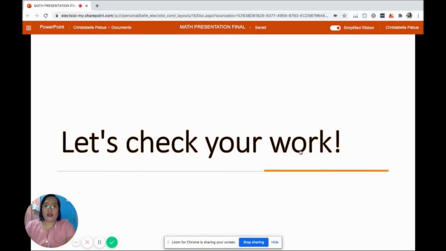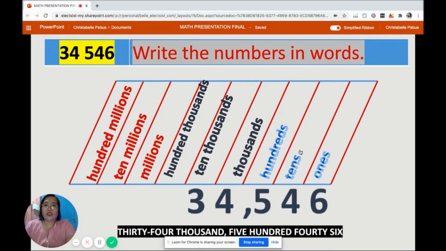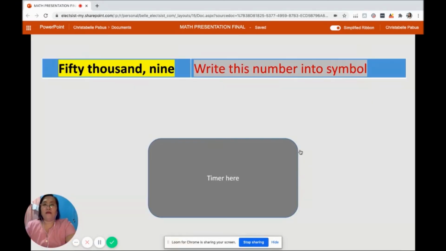Let's check your work. The answer is 34,546. You put in the chart the 6 on the ones, 4 on the tens, 5 on the hundreds, and put a comma, 4 in the thousands, and 3 in the 10,000s. Then you write the words. You get it correctly? Good job. Another example.